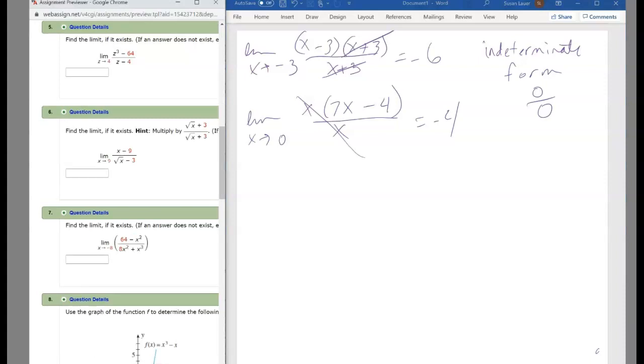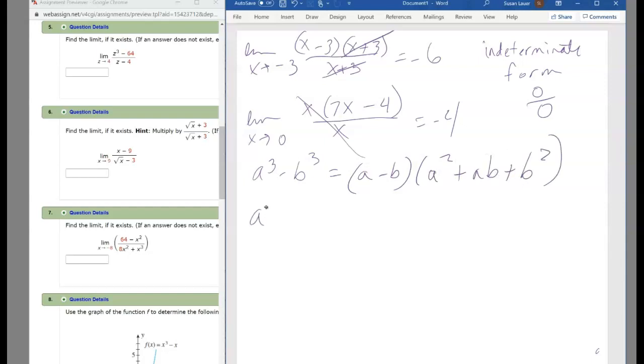The next one requires a factor formula for a cubed minus b cubed. So I'll remind you, a cubed minus b cubed is equal to a minus b times a squared plus ab plus b squared. And sometimes you'll need the plus formula. These should be memorized for the test.